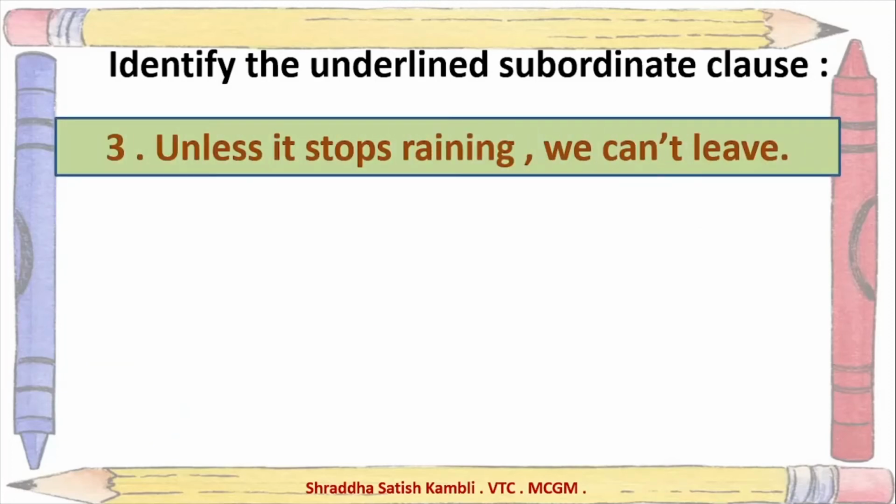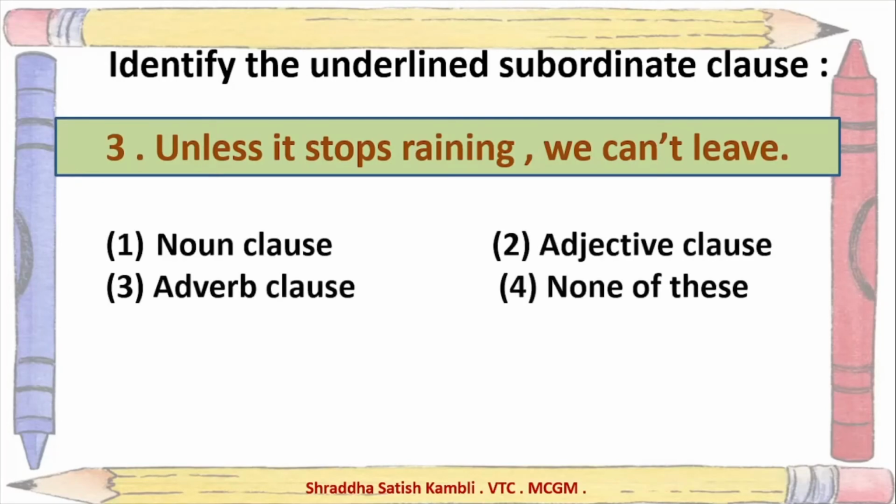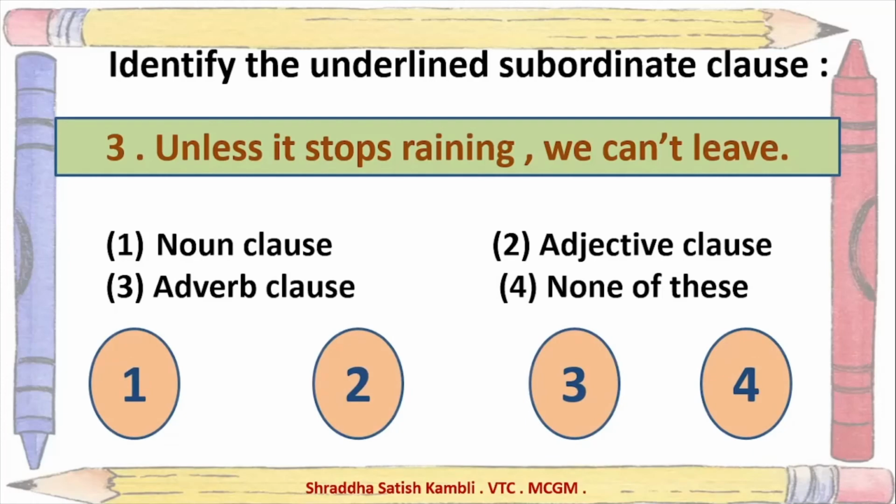Example number 3. Unless it stops raining, we can't leave. Okay, again here we are talking about a verb, about leaving. So which one do you think is the right answer? Is it noun clause, adjective clause, adverb clause, or none of these? It is an adverb clause. We are talking about leaving. We want to leave but we can't. Why? Because it should stop raining. Okay, so unless it stops raining is an example of an adverb clause.